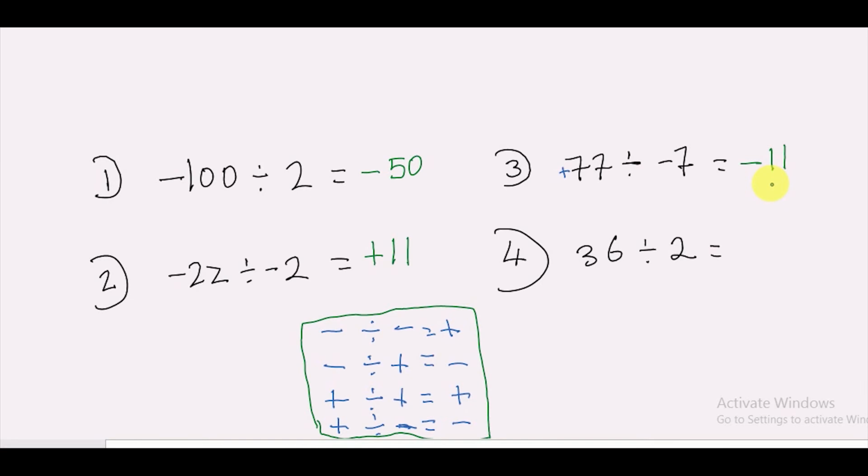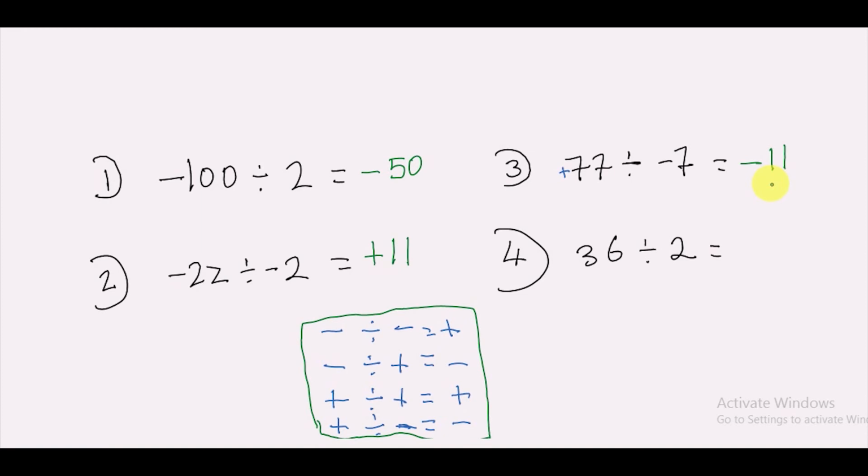Now, number 4 says 36 divided by 2. Now look at those two numbers. Since we can't see any sign in front of them, we assume they are both positive. So I have plus 36 divided by plus 2.